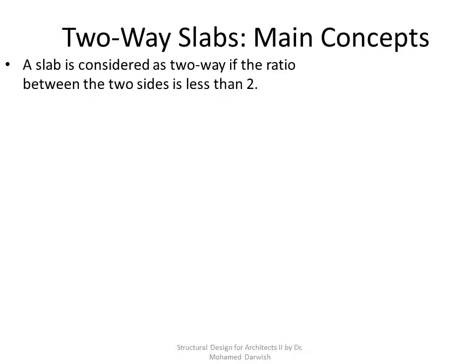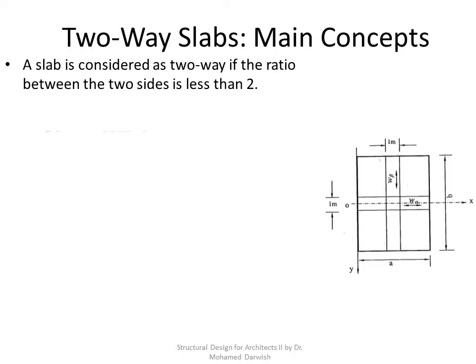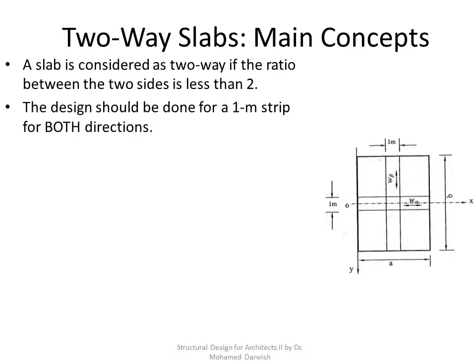Two-way slabs are very similar, by the way, in terms of detailing. They are very similar to the one-way slab. It doesn't make a difference at all. The only difference is that you are having more steel in one direction than just a minimum. However, in terms of calculations, they will differ, because the slab is considered two-way if the ratio between the two sides is less than 2.